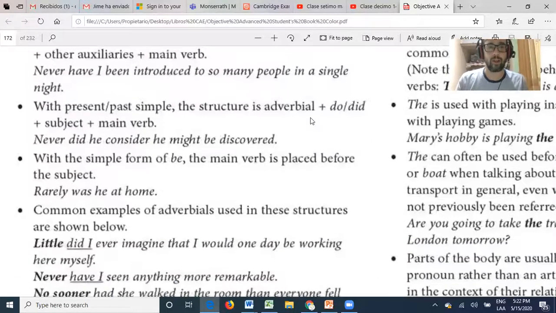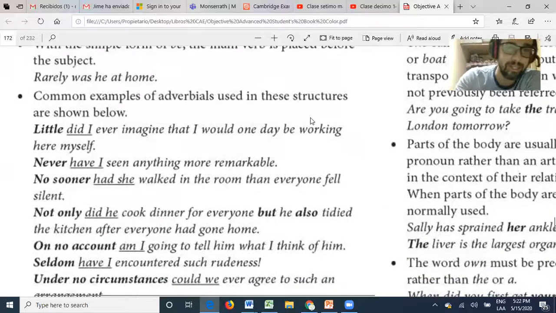Another inversion. With present or past simple, the structure is adverbial plus do or did plus subject plus main verb. For example, never did he consider he might be discovered. Again, this is always for formal ways of speaking, or also we're going to find it in formal writing. Another way is with a simple form of be, the main verb is placed before the subject. For example, readily was he at home. Interesting, right?